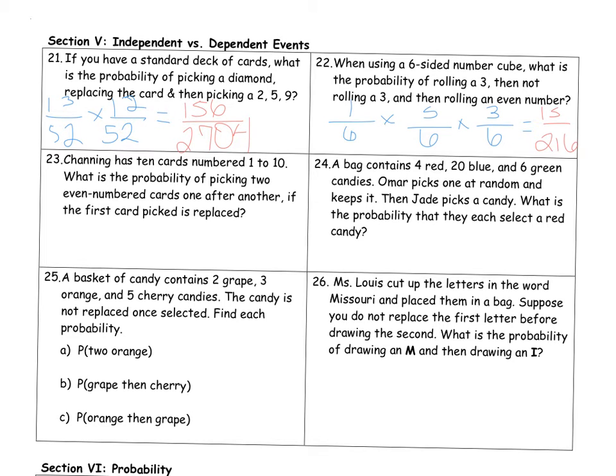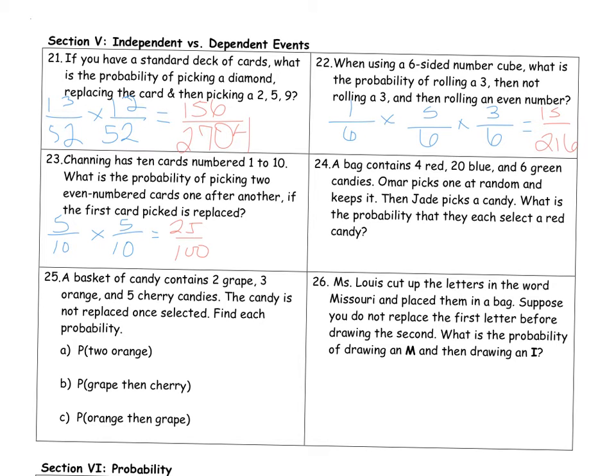23, Channing has 10 cards numbered 1 through 10. What is the probability of picking 2 even-numbered cards, one after another, if the first card picked is replaced? That means the total will not change. So 5 out of the 10 are even, and it's put back. So we still have 5 out of 10 that are even, giving us 25 out of 100. That's the chance that you would pick 2 even-numbered cards replacing the first.